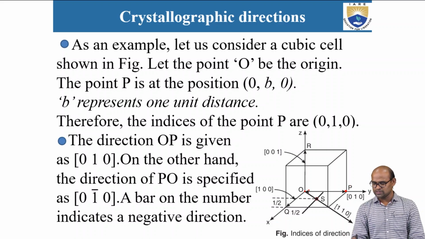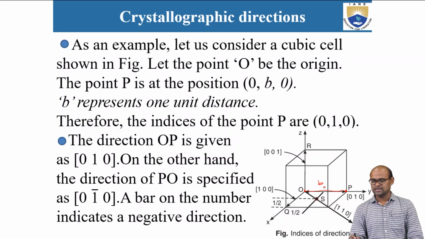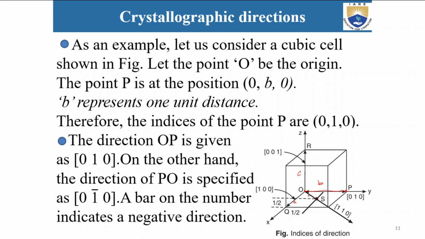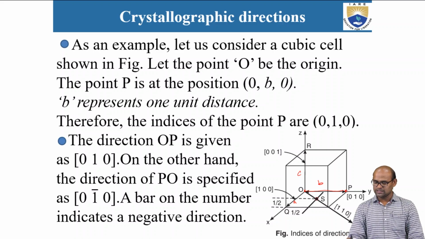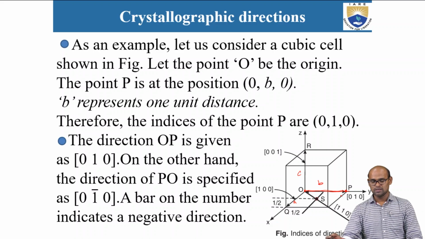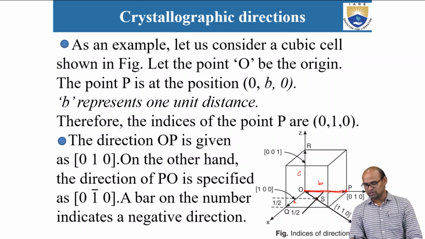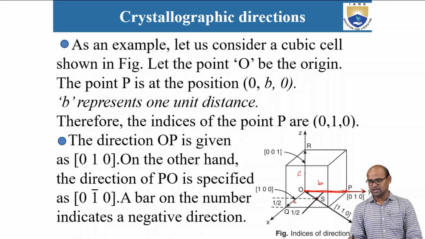Why have I said 0, b, 0? This is the y-axis. The length along the y-axis, the axial length or lattice constant, is b. Along the z-axis it is c, and along the x-axis it is a. Axial lengths a, b, c are the lattice constants along the x, y, z directions. This point is here, so the axial length is 1. That is why I have written this as 0, 1, 0. This is the index of this OP. If I want to draw this direction, the index of this direction is [0 1 0] enclosed in square brackets.